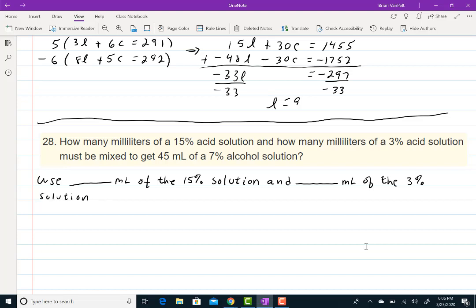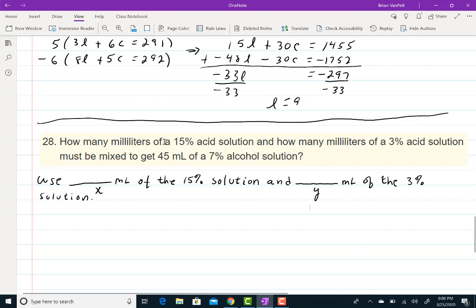I don't see anything in this problem that gives me a good indication to use any particular letters, because nothing is specifically outlined where the first letter would be meaningful. So what I'll do is I'll just let X be the amount of the 15%, and I'll let Y be the amount of the 3%.